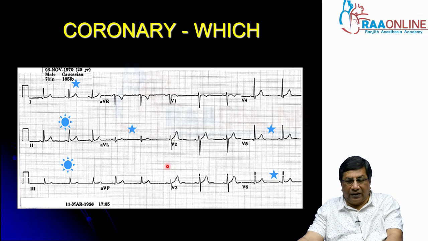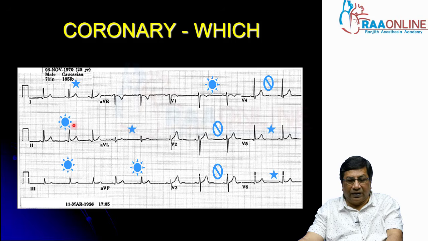Then you look at L2, L3 and AVF, which is the inferior wall supplied by the right coronary artery. Along with that, you must always look at V1, which is also supplied by the right coronary artery. Then you look at V2, V3 and V4, the anterior wall of the left ventricle as well as the interventricular septum, which is supplied by the left anterior descending artery. So, this is how you must look at the ECG. First look at the high lateral wall, then the anterolateral wall, the circumflex territory. Then look at the inferior wall and the right ventricle, the right coronary artery territory. Then the septal area as well as the anterior wall supplied by the left anterior descending artery.